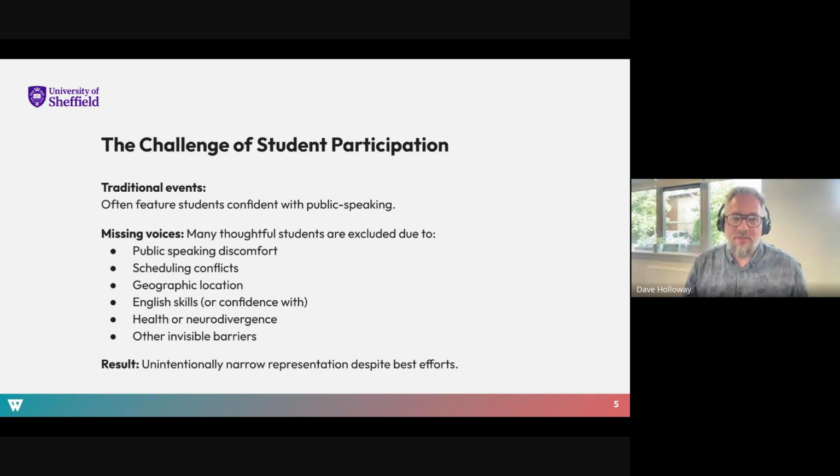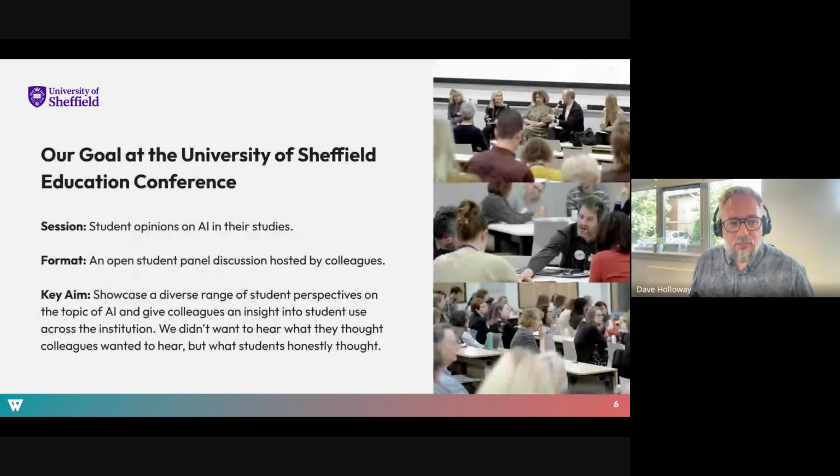As well, of course, there are lots of other invisible barriers which would make somebody not want to volunteer to work with staff. And so what you end up with, entirely unintentionally, is a relatively narrow representation of students' thoughts and feelings, despite our best efforts. Again, we're very happy with those students who volunteer, but we really want to find a way in which we can hear from underrepresented voices.